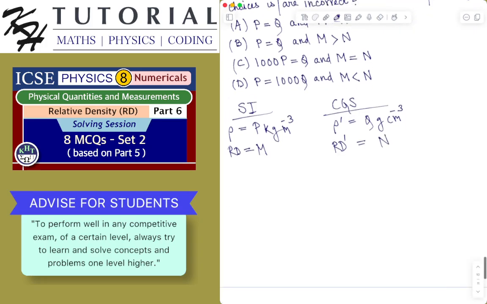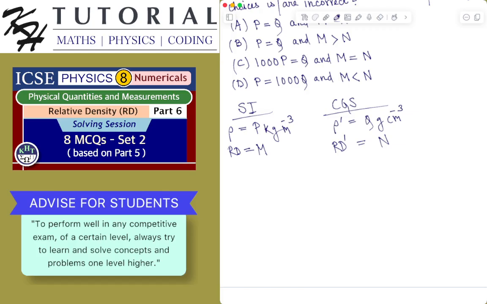Now the concept is that the relative density of a substance never depends on what system of unit you are using. If you find the relative density of a substance by using its density in the SI, whatever value you get, you will get the same value if you use the CGS system for its density.